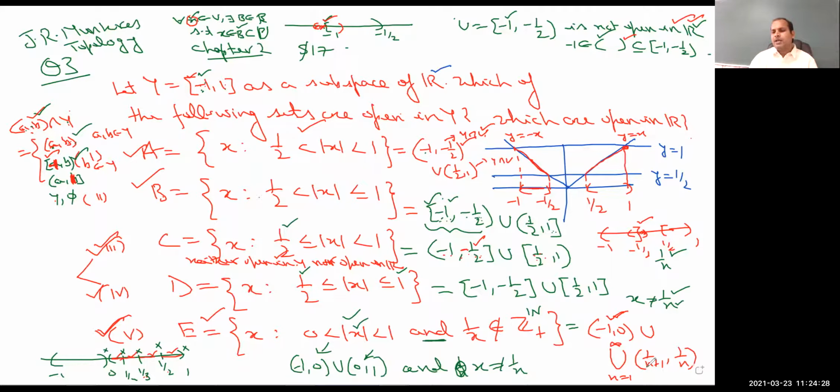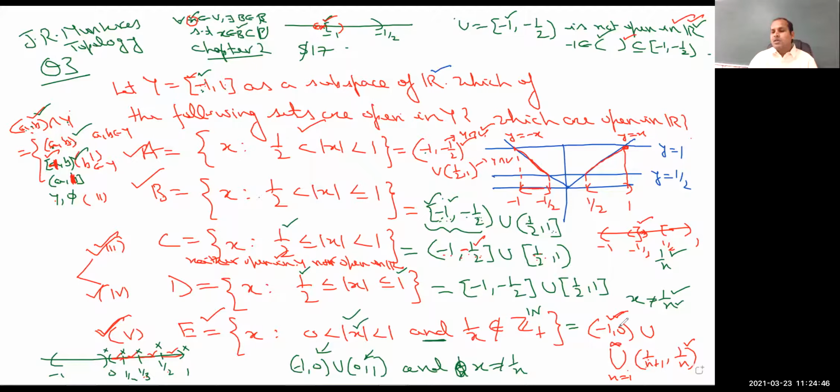Again this 1 by n plus 1 and 1 by n, again this is of the type open interval AB, so each of them is open, and hence their arbitrary union of open sets is open, so this set is going to be open in Y. And again, this set is going to be open in R.